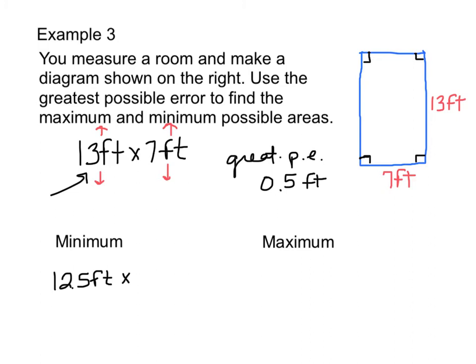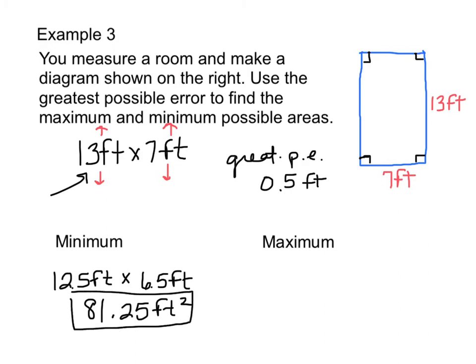7 feet, subtract half a foot, that's going to give us 6.5 feet. So since we're talking about area, we have to multiply, and that gives us 81.25 square feet. So there would be our minimum possible area.